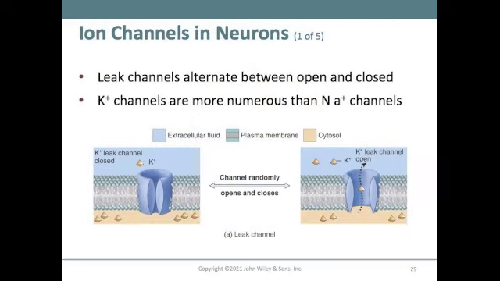So we've been kind of getting into this a little bit, touching on the surface here. Ion channels and neurons, here on page 433, figure 12.11. Leak channels alternate between open and closed. Potassium ion channels are more numerous than sodium ion channels, and there should not be a space in between the N and the A. So this is basic biology here, basic chemistry. You should be familiar with sodium, potassium. You should know some stuff from the periodic table, which is where that comes from.